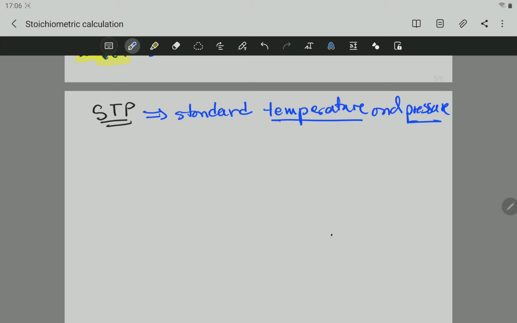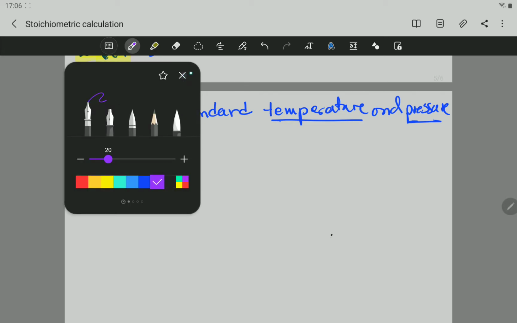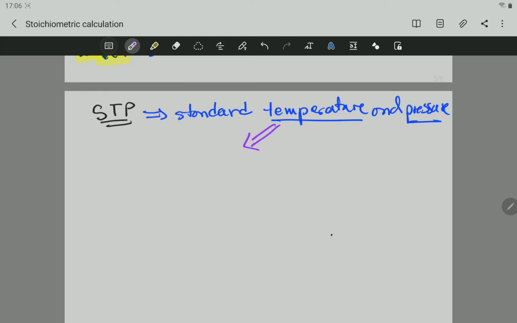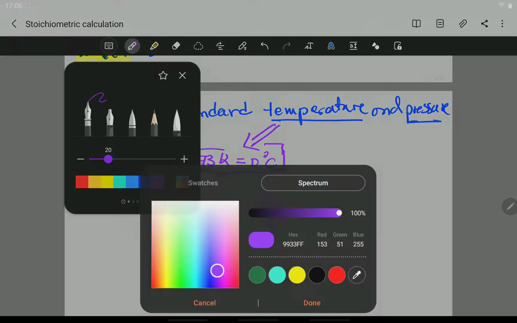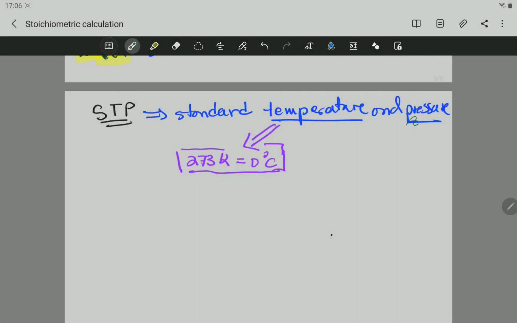What is the standard temperature going to be? The standard temperature is 273 Kelvin, which is equivalent to 0 degrees Celsius. That is what we call standard temperature. So it is very important. And now standard pressure. The standard pressure is equal to 101.3 kilopascal.